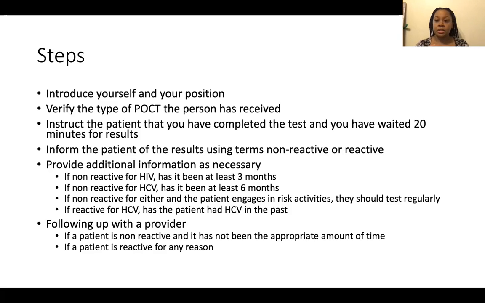So I have two slides, one for HIV and one for HCV, that goes over what additional information you should know about when a test comes back as reactive, non-reactive, or invalid. So if non-reactive for HIV, you want to consider, has it been at least 3 months since the last risk encounter? If non-reactive for HCV, has it been at least 6 months since the last risk encounter? If non-reactive for either and the patient engages in risk activities, they would want to test regularly. And if reactive for HCV, has the patient had HCV in the past? So again, just some things to consider.